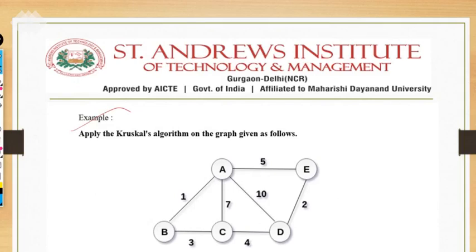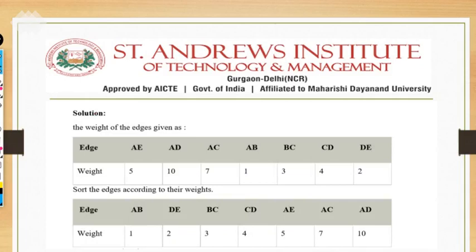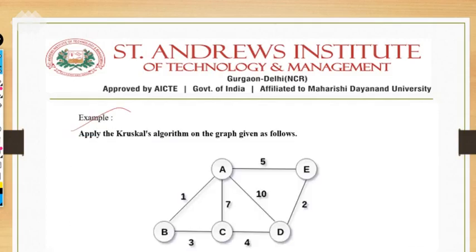A graph is given here and you have to find the minimum spanning tree by using the Kruskal algorithm. Okay, so I'm just trying to take it over here. Step by step we have to solve this particular problem. First we have to take the tabular representation here and assign all the weights, edge wise. Okay, so all the edges we have covered over here.